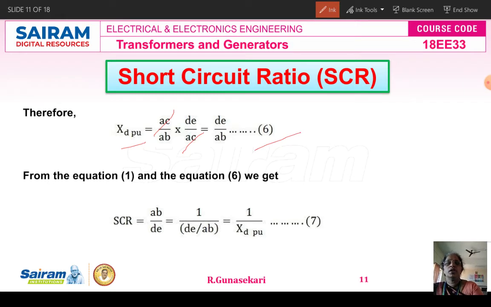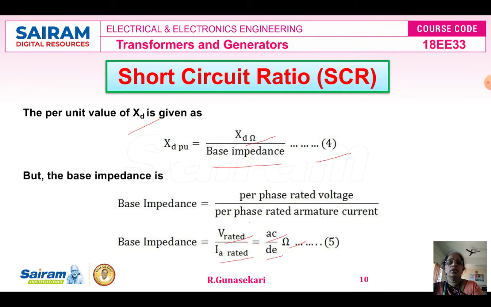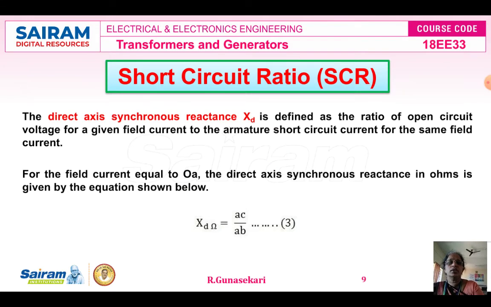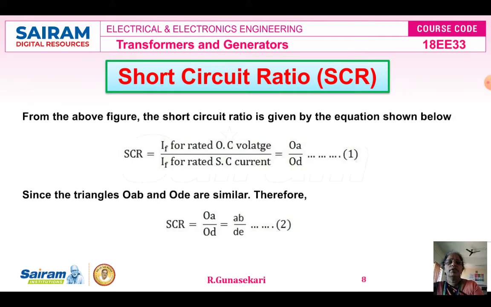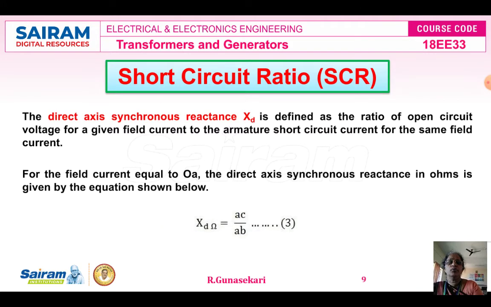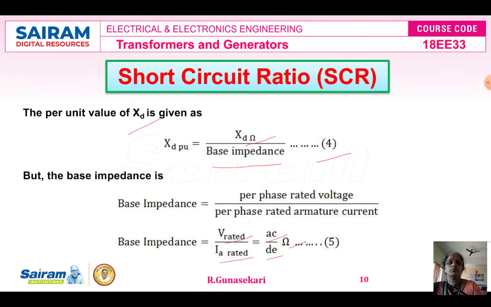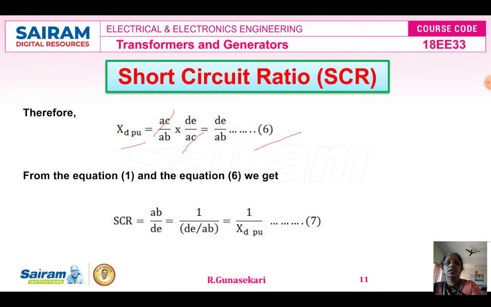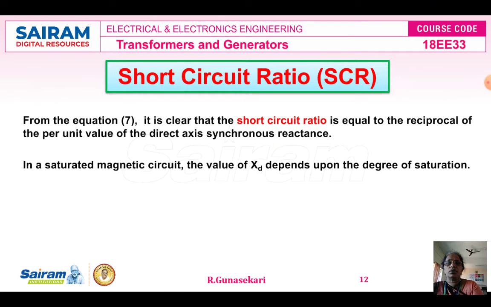From equation 1, what is equation 1? Equation 1 is OA divided by OD. And equation number 6 is DE divided by AB. So from these two equations we get SCR equal to AB divided by DE only. Therefore SCR is 1 divided by DE divided by AB, that is equal to 1 divided by the DE divided by AB, which is nothing but what?